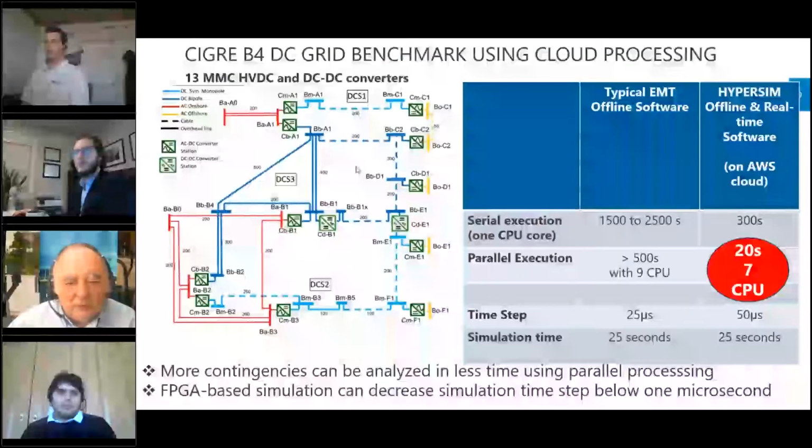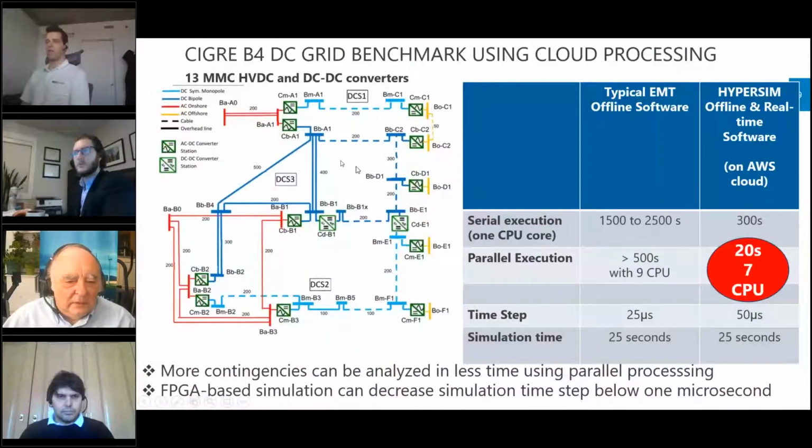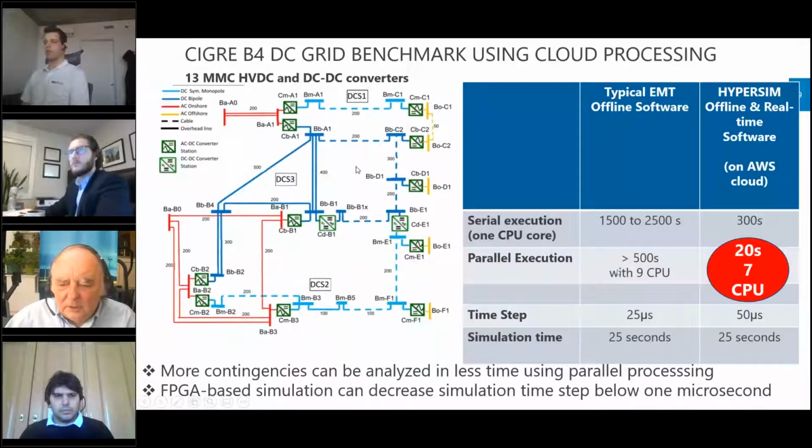Now, when we go to a full system, like here, this is an HVDC grid. This was made by the CGRI. Here, this is only made with full inverters. It's a multi-modular inverter system. Each of these inverters has thousands of switches. But even if it's complex, now we can achieve faster than real-time simulation at 25 to 50 microseconds with only 7 processors. So this is an example showing that we can scale up the models as we need.